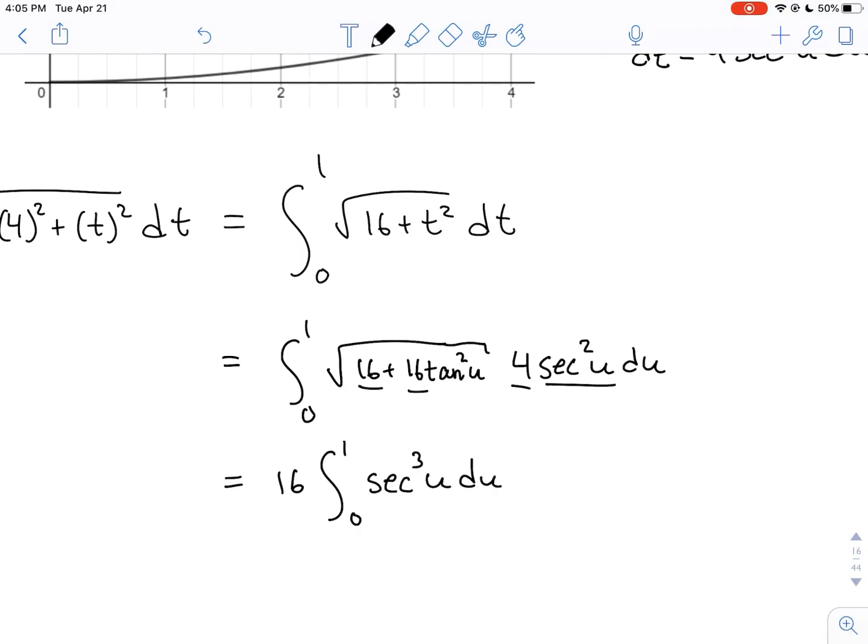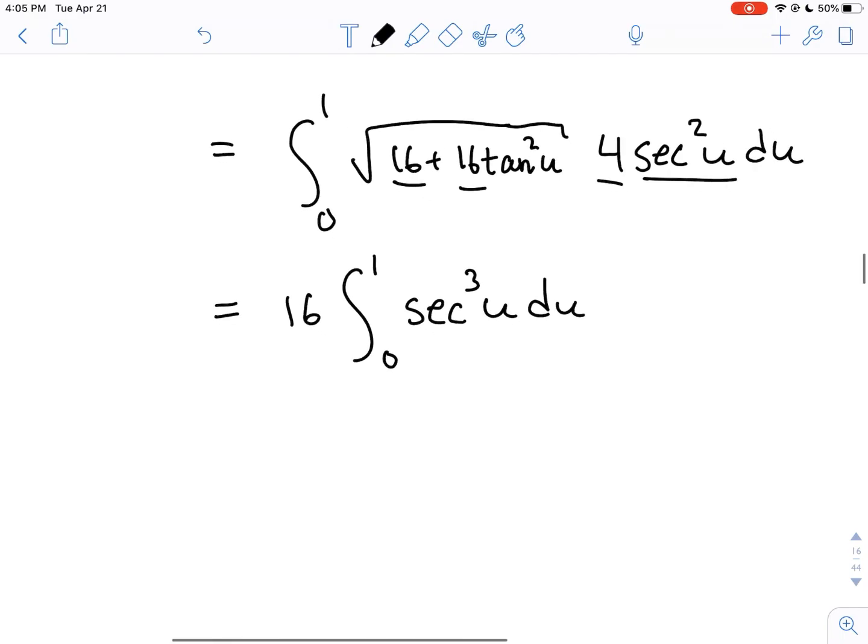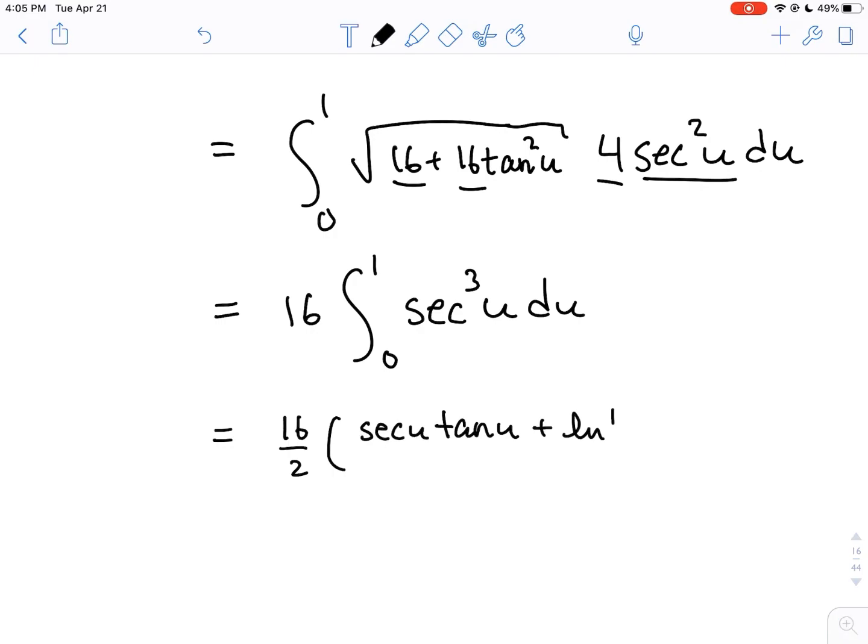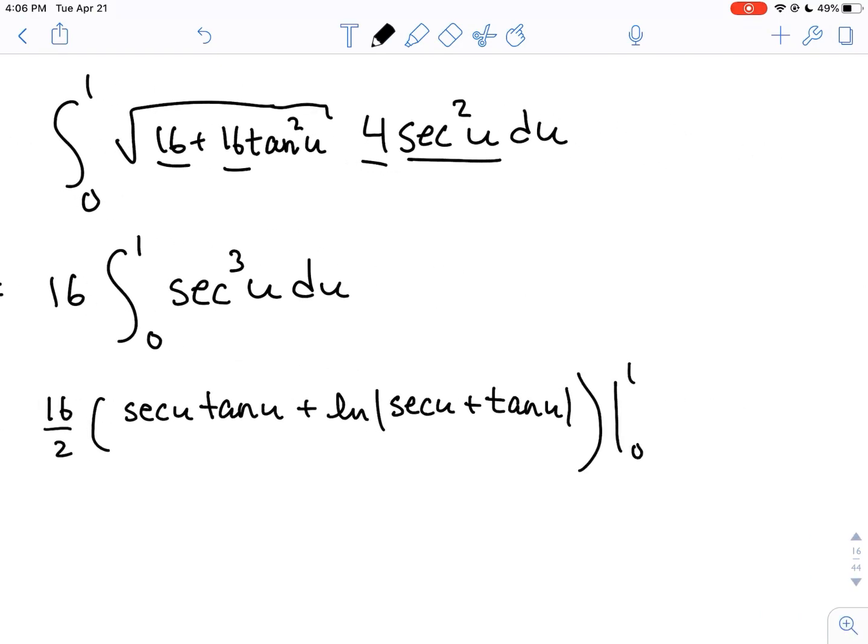Then the antiderivative of secant cubed, if you recall, this was one we just had memorized, is the average of the derivative and antiderivative of secant. By average, we're going to divide by 2, and then the derivative of secant was secant tangent plus, and the antiderivative of secant was natural log of absolute secant plus tangent. We're going to evaluate it from 0 to 1. Make sure these are t's, right? So we're going to have to do back substitution.